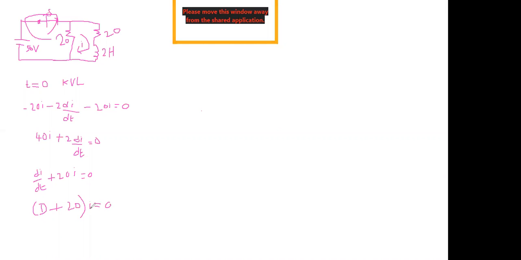Then this is a homogeneous equation. What is the solution of the equation? There is no particular integral, since it is homogeneous, only the complementary function. The solution of the equation is C into e power minus 20t. After writing the complementary solution, our aim is to calculate the constant C. What way can we calculate constant C here?